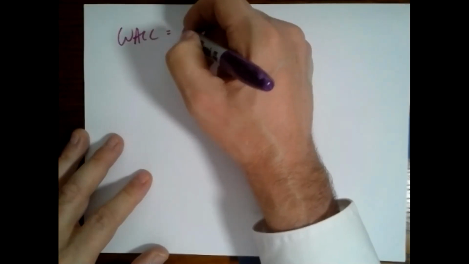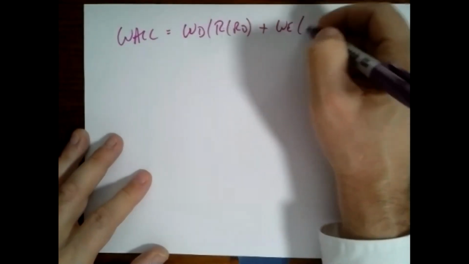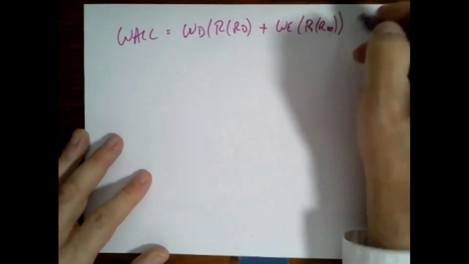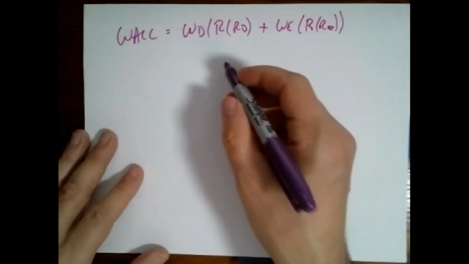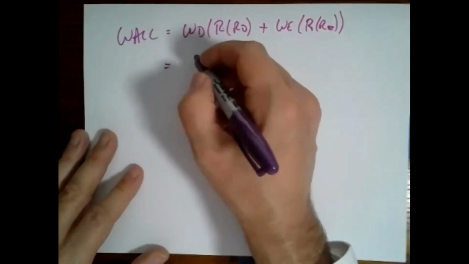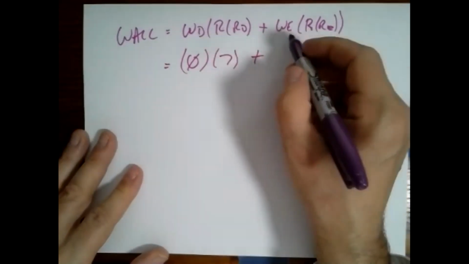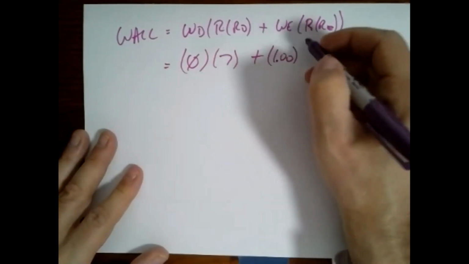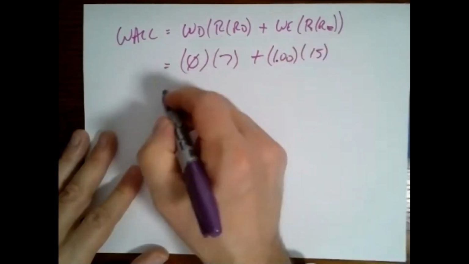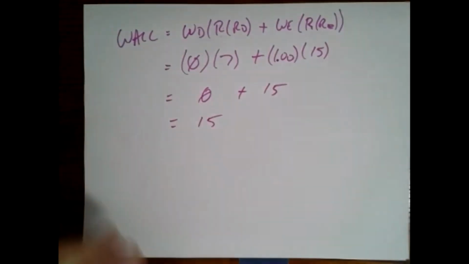It's a little unnerving. Weight of debt times required rate of return on debt plus weight of equity times required rate of return on equity, right? And we aren't using the 1 minus T here because this is a not-for-profit entity. So when I have 0% debt with a 7% required rate of return, and 100%, or 1, weight times 15% on equity, then what I'm going to wind up with is 0 plus 15, or 15. Now, why does that matter?